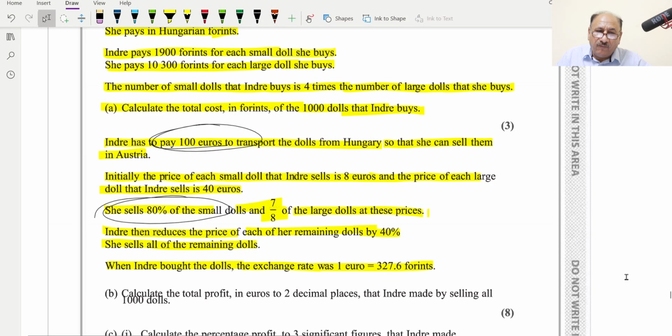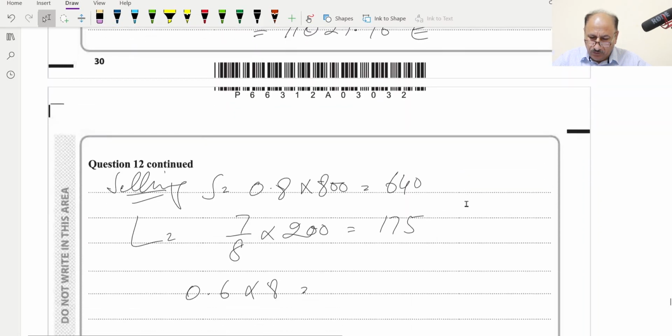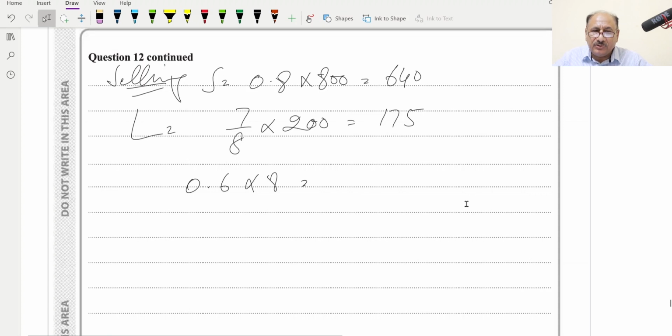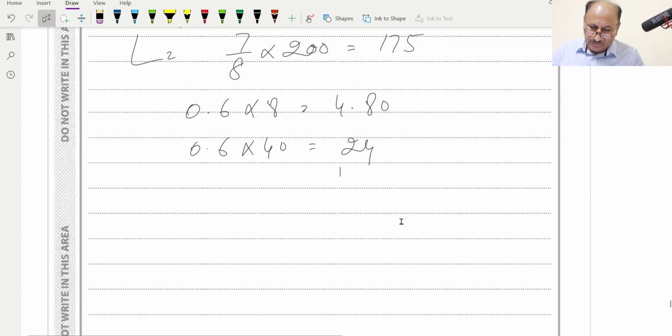40%. Then she reduces the price of each remaining doll by 40%. So this will be what? After 40% reduction, it will be 0.6 into 8, which is 4.80, and 0.6 of 40 will be equal to 24. So these will be basically the reduced prices.